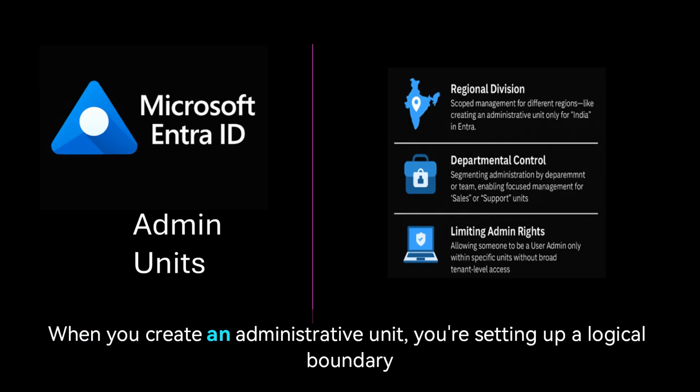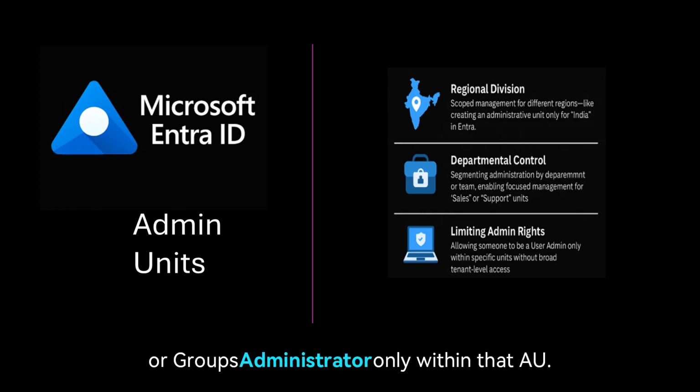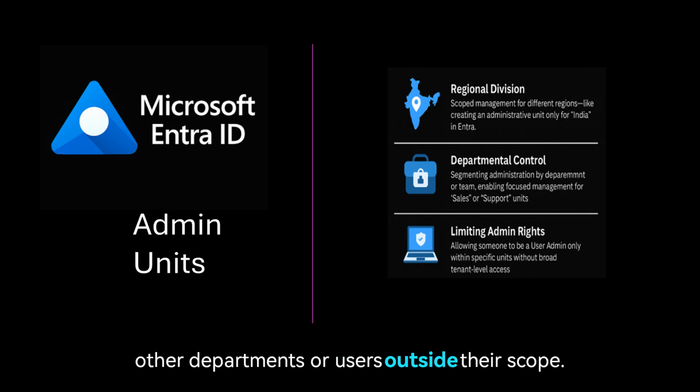When you create an administrative unit, you're setting up a logical boundary inside your tenant. You can then assign scoped roles, like user administrator or groups administrator, only within that AU. This allows a delegated admin to manage just their part of the org, without touching other departments or users outside their scope.